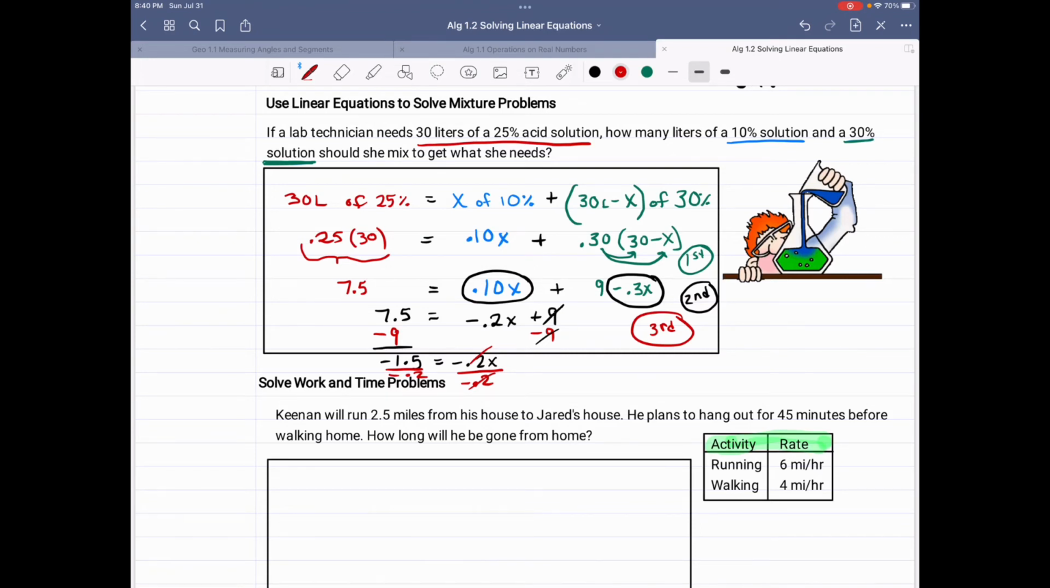Okay, so 1.5 divided by 0.2. Don't leave out your decimals. So we get from that, sorry about that, this is the fourth step over here, is dividing by negative 0.2. We get 7.5 equals x. Well, what is x?